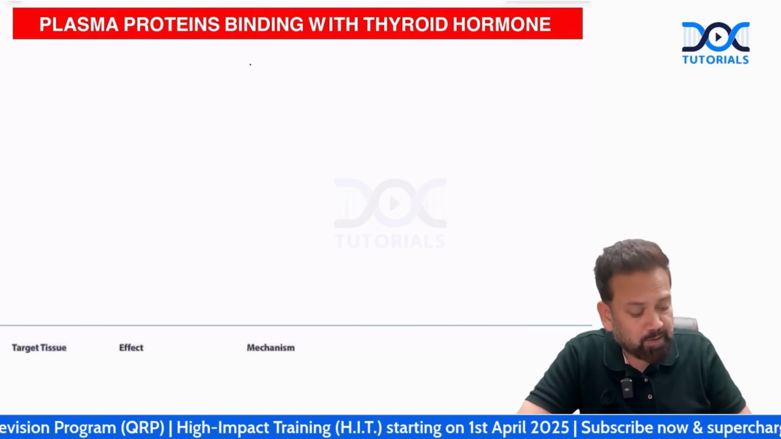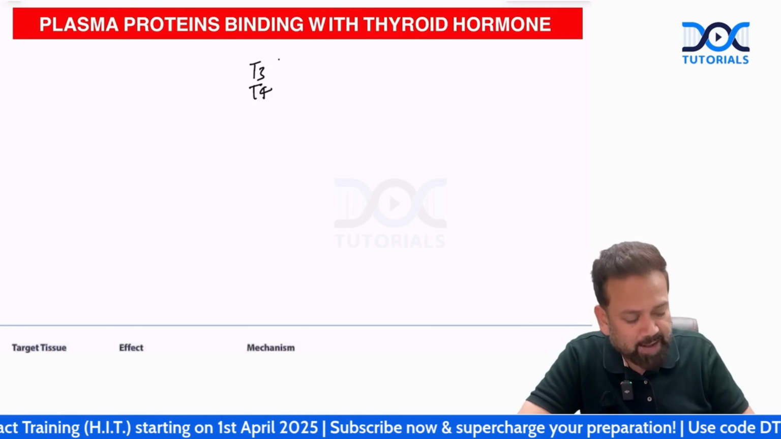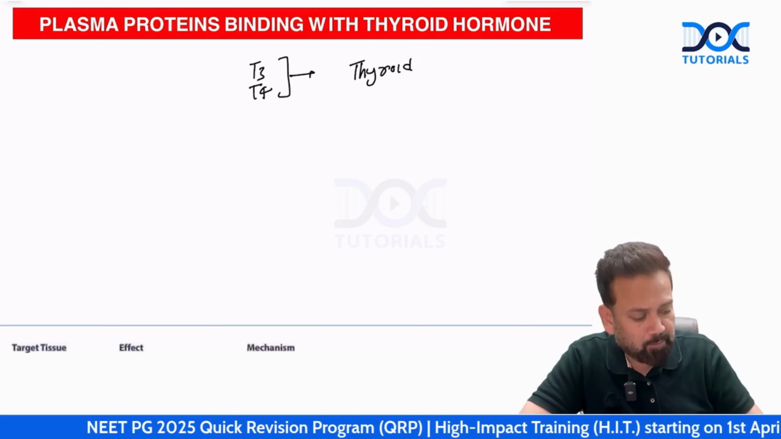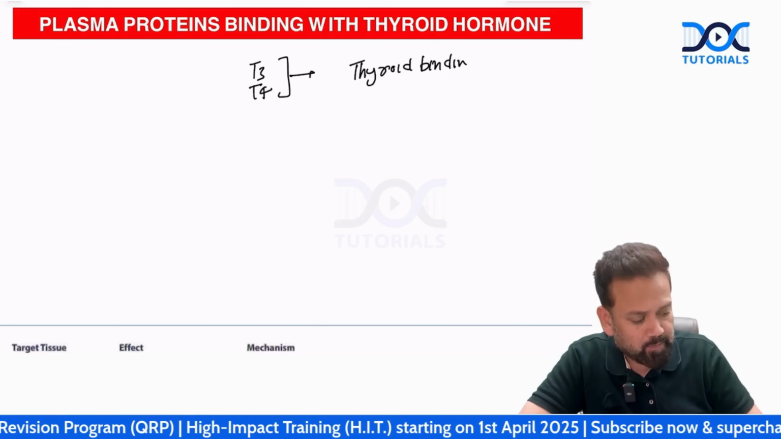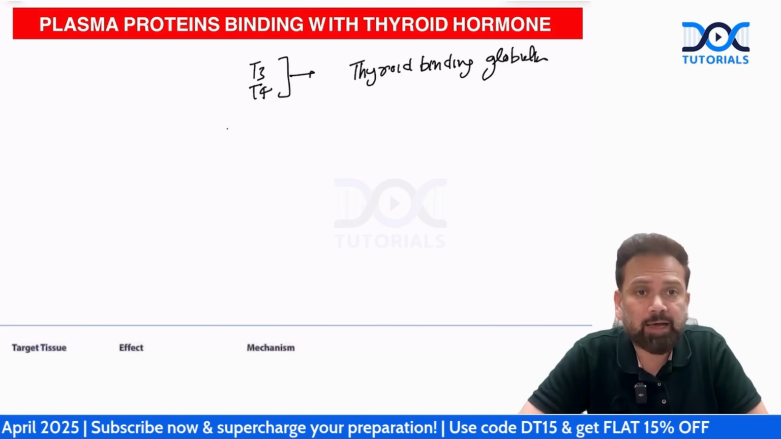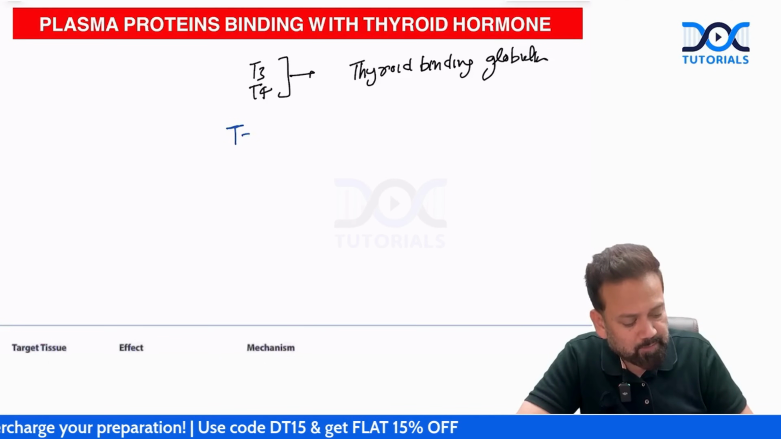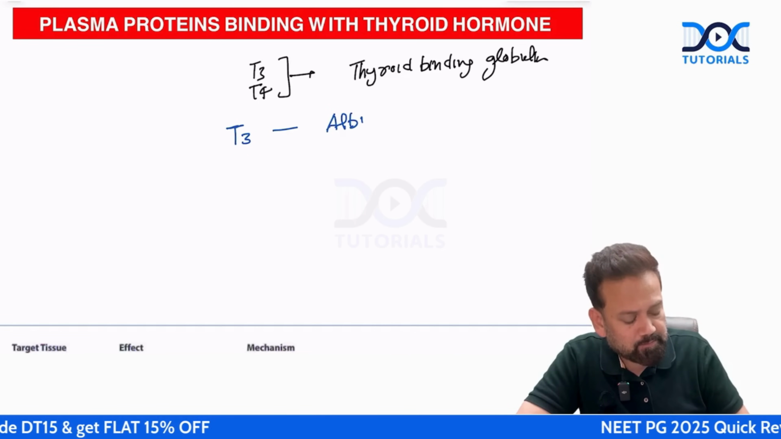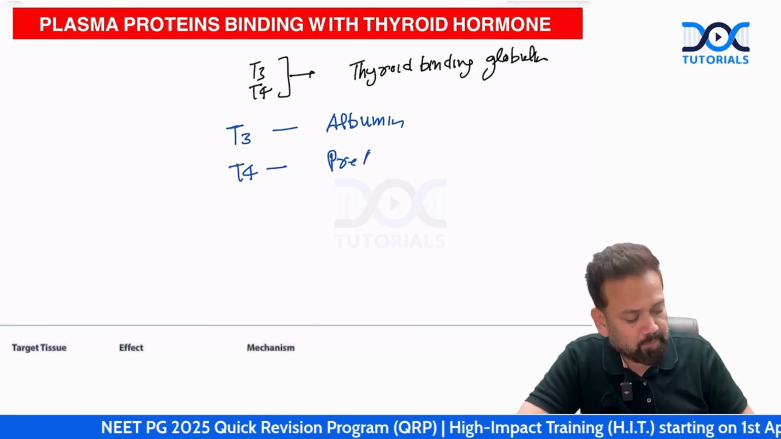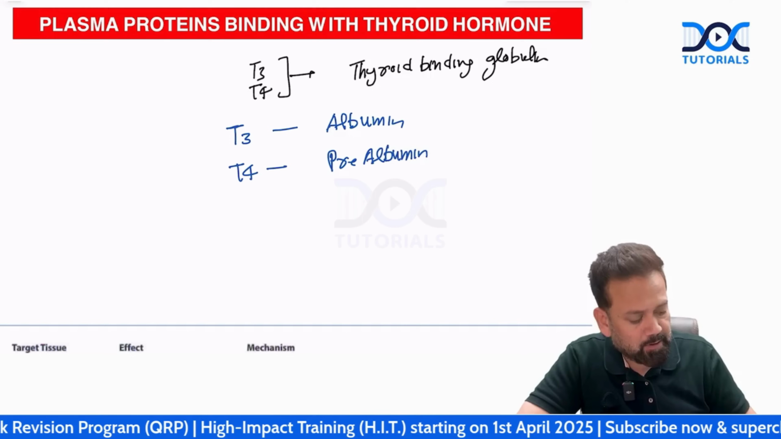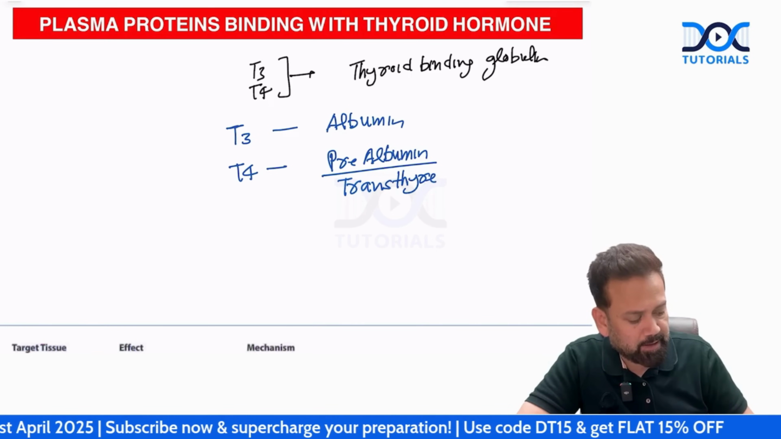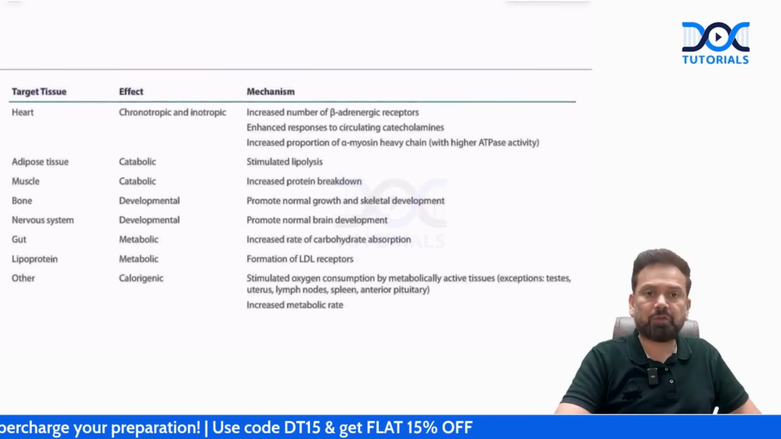Now coming to the plasma protein binding. Either they ask you about T3 or T4. Maximum binding of T3 and T4 is with whom? It is by thyroid binding globulin. So maximum T3 and T4 bind with thyroid binding globulin. Whatever T3 is left will bind with albumin. And whatever T4 is left will bind with prealbumin, which is also called transthyretin. Clear?